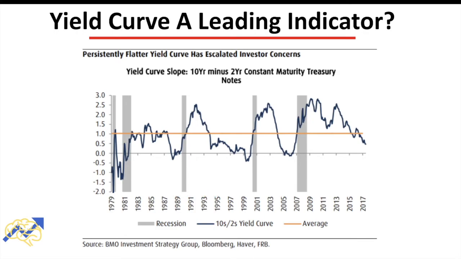The next time that the blue line goes into negative territory is during the year 2000, and you can see that the recession happened in 2001. And similarly, during 2006 and 2007, we see the blue line going into negative territory again, and then we had a recession in 2007 and 2008. So based on recent historical data, yes, the yield curve is a good leading indicator of a recession.